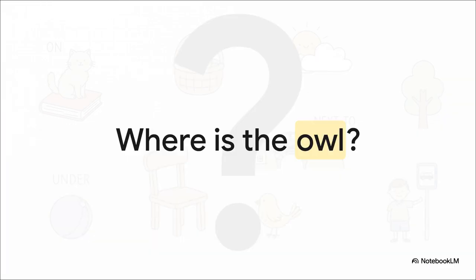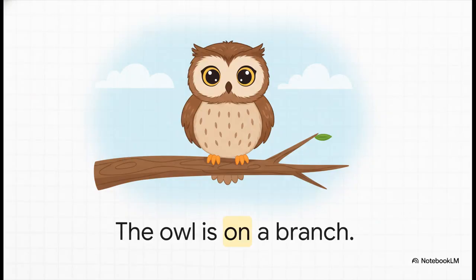So let's just dive right in with a super simple question. Take a look at this picture and tell me, where is the owl? Seriously, think about how you'd say it. The one word you're probably thinking of is exactly what we're talking about today. You got it. The owl is on a branch. See that tiny little word, on? It's so powerful, right? It tells us everything we need to know about where that owl is. That, my friends, is a preposition of place.